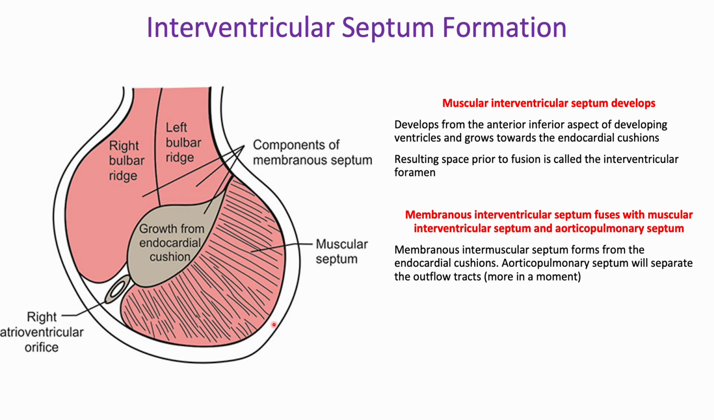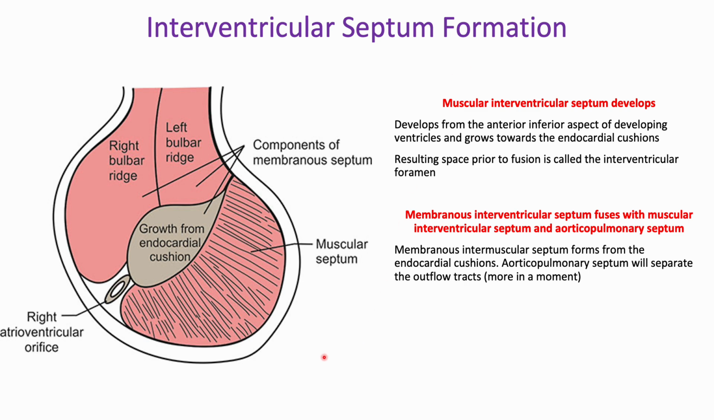Now, the muscular interventricular septum is growing superiorly, but we're also going to have growth from the endocardial cushions. That's going to give rise to a membranous interventricular septum, which is going to grow from superior to inferior. So we have a membranous interventricular septum coming down to meet the muscular septum. Additionally, something that we'll talk about in a couple of more slides is we have the aorticopulmonary septum, which is kind of a separation between the aorta and pulmonary trunk, which is growing from the bulbar ridges. Again, we'll dive into this in a little bit more detail, but that is also going to be a major component that is going to fuse to form the interventricular septum.